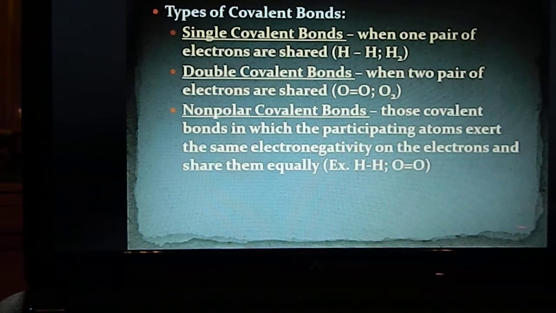So there are different types of covalent bonds. There's a single covalent bond where two atoms share electrons. They just share one pair of electrons.